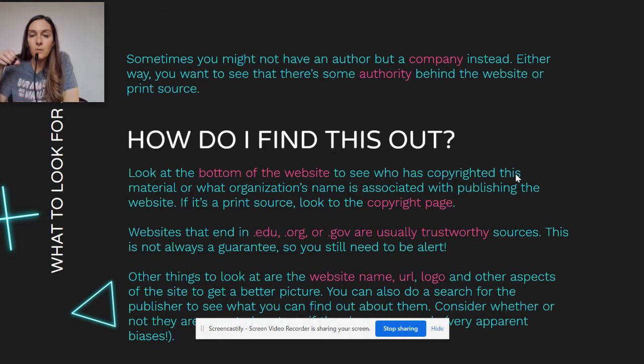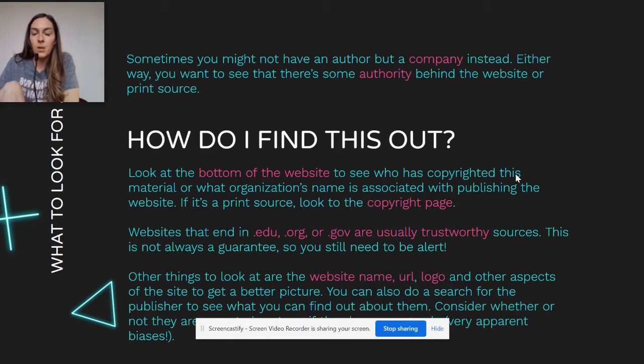The other thing that you can do, when you consider who is publishing this information, is that if the website ends in a .edu, it's usually some sort of educational group that is publishing this information. If it's .org, it's an organization. And if it's .gov, it's some sort of government group.